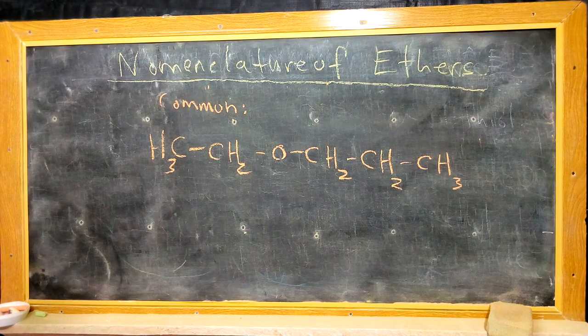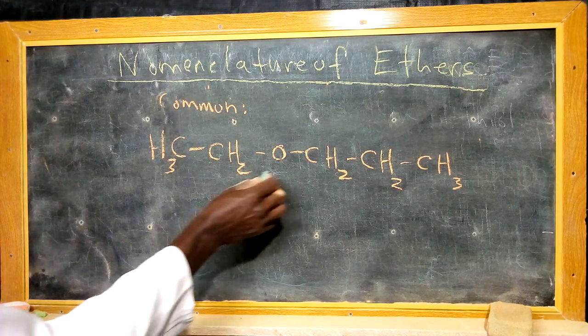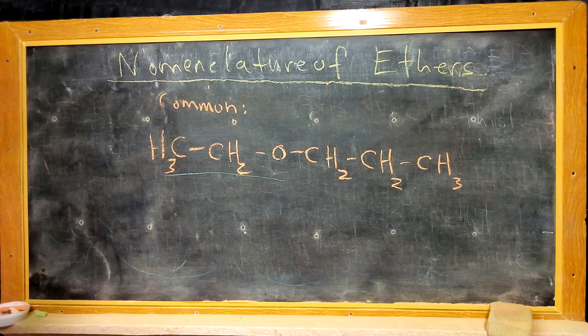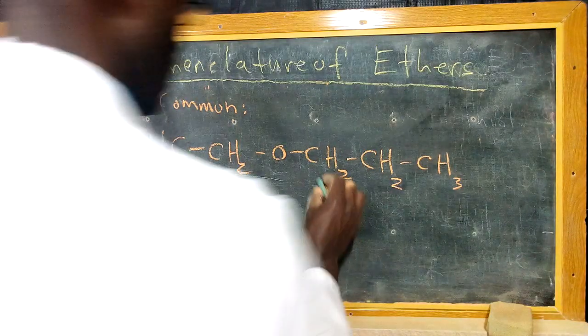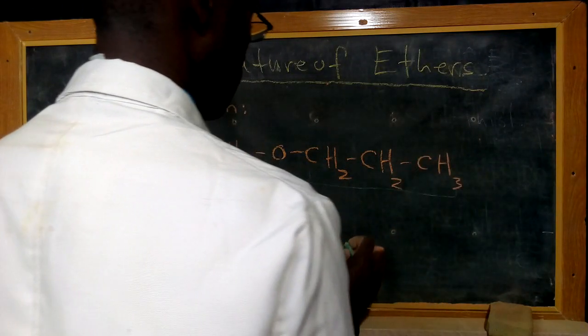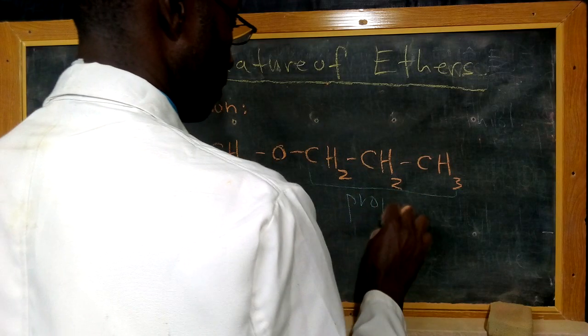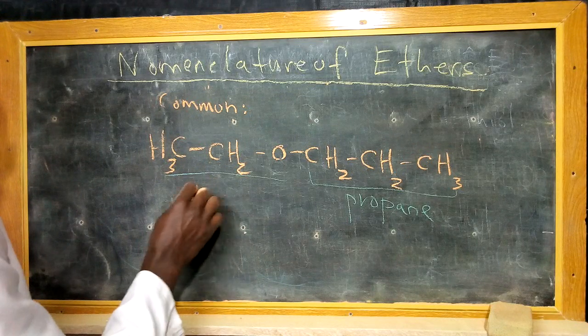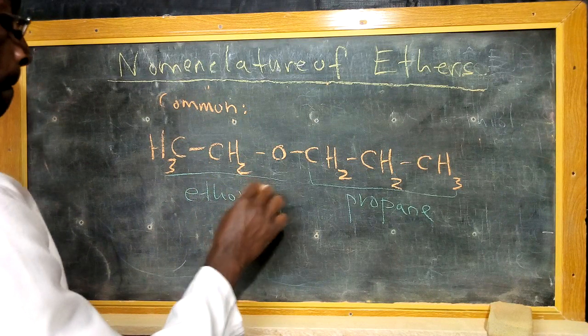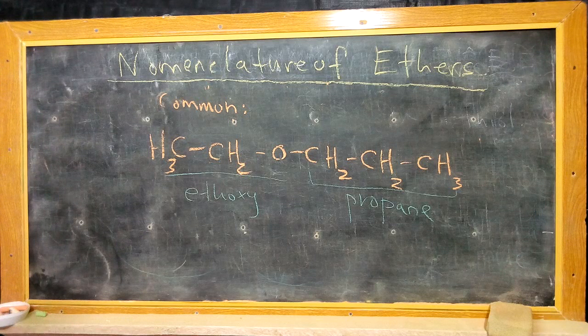As we have said, the alkoxide group makes up the substituents, and the group we are talking about is the OR group. So we shall have this side containing 3 carbons. From the alkyl series, this is propane, and then this is 1,2-ethoxide. So the common name for that, we shall have ethyl.